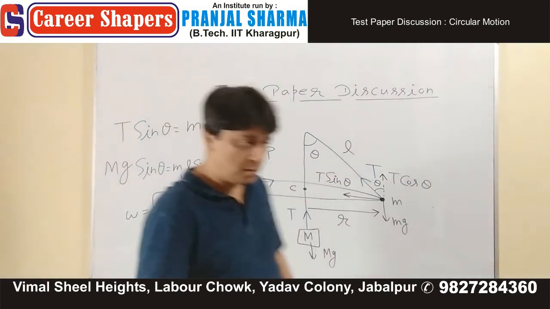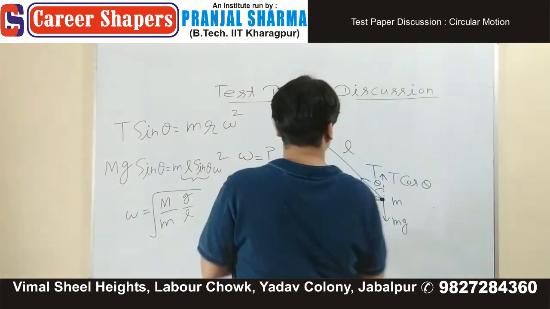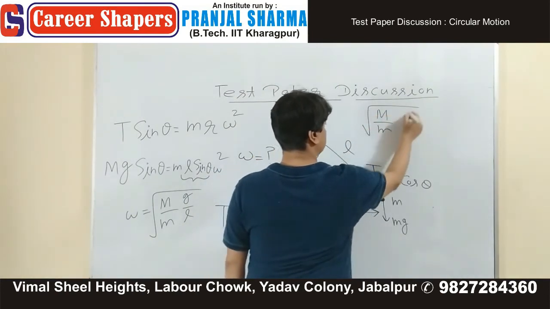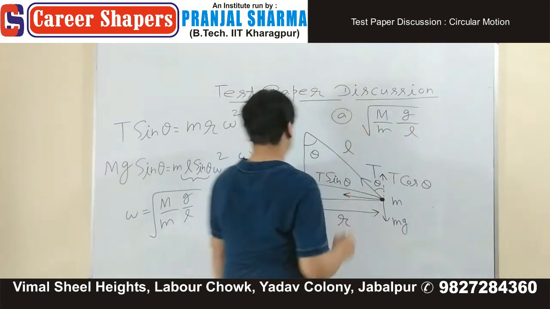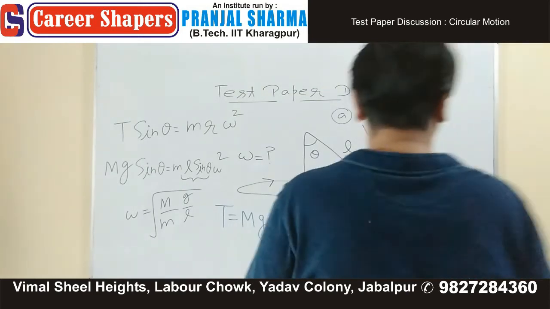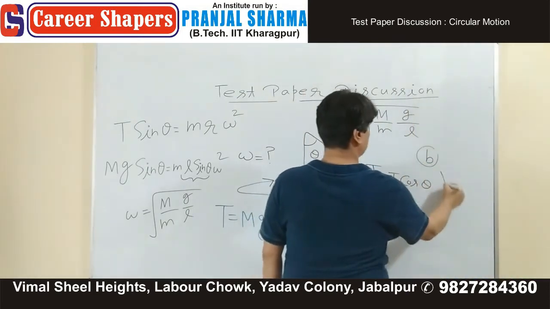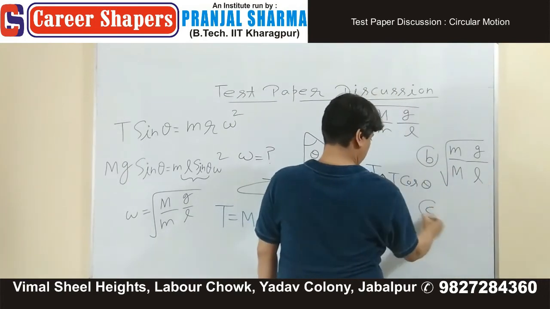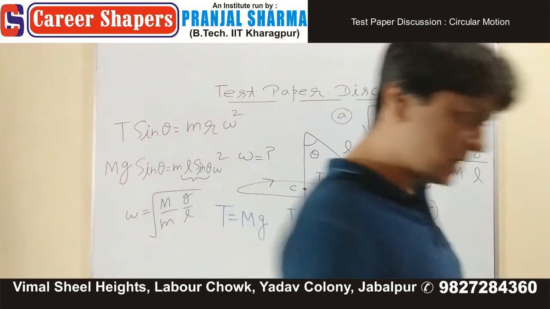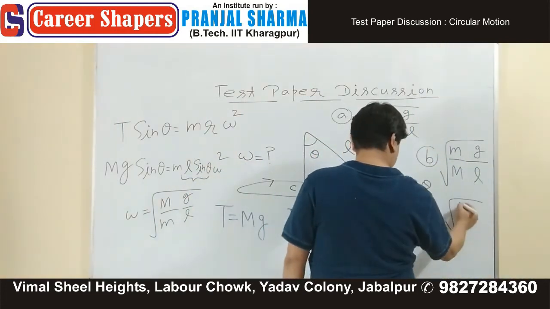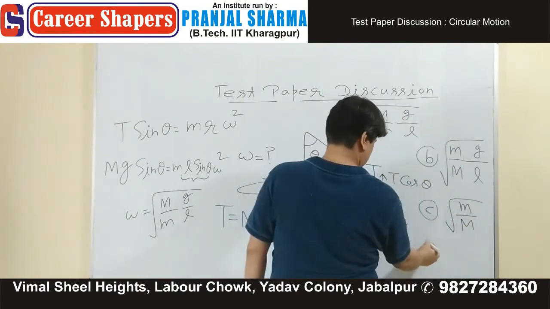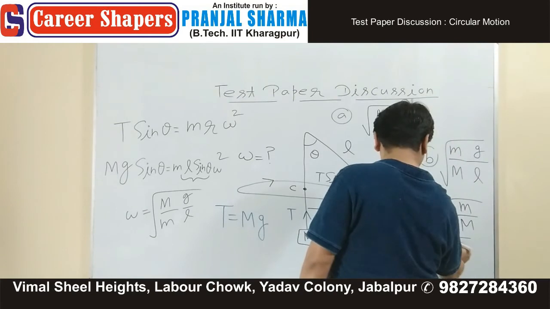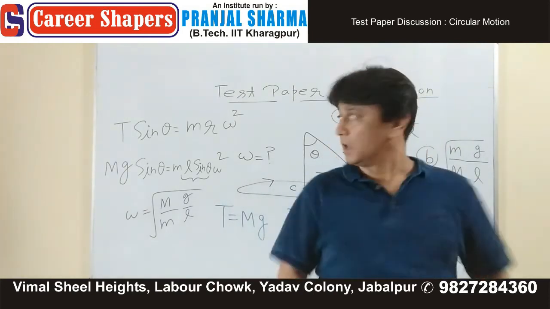Look at the options they have given us. The first option is root over capital M, small m, g by L. This is option A. Option B is small m upon capital M, g by L. Try to understand this trick; we are not interested in this particular trick, we are interested in how tricks are used. And the last is g by L. And we need to find omega.